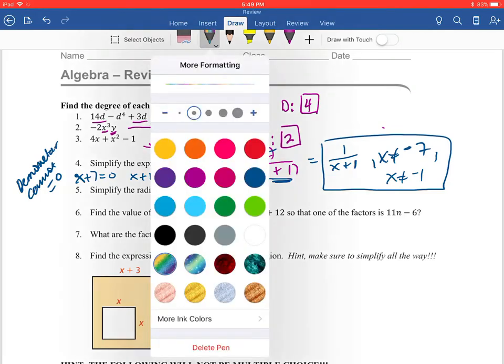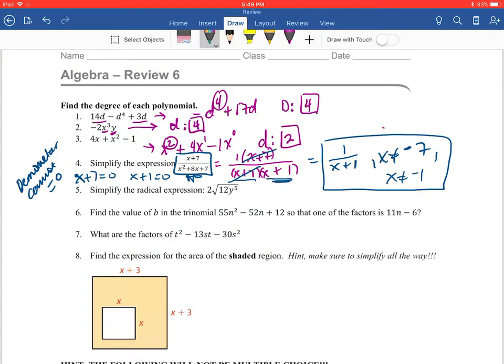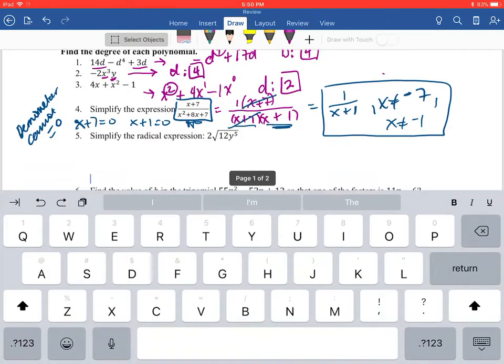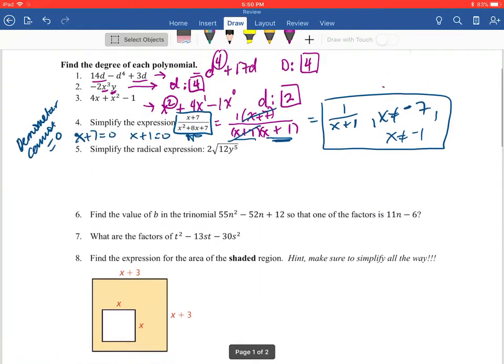Problem number 5. We're going to simplify problem number 5. I can rewrite this. Let me put in space here, just so that I have room here.